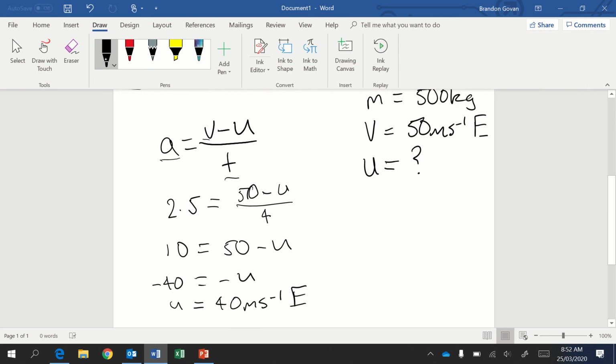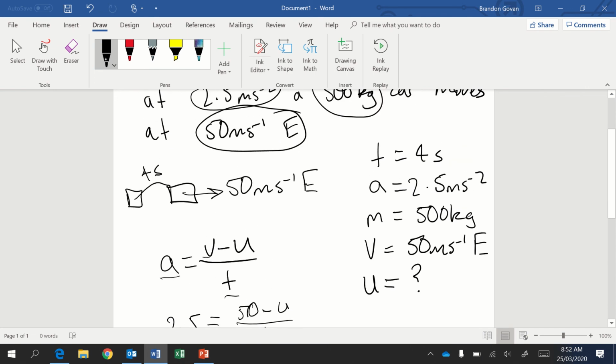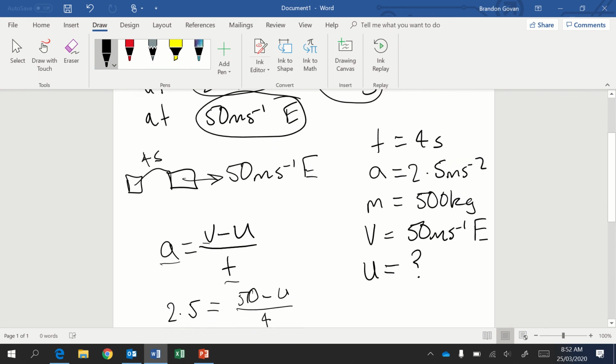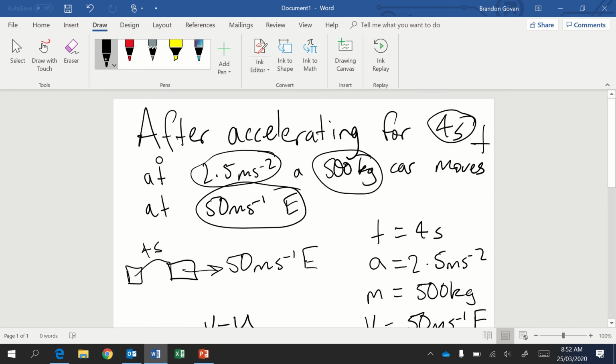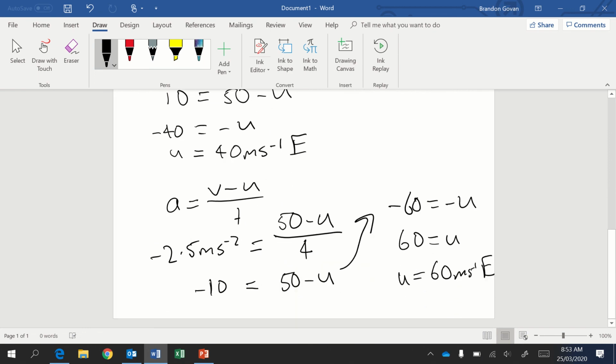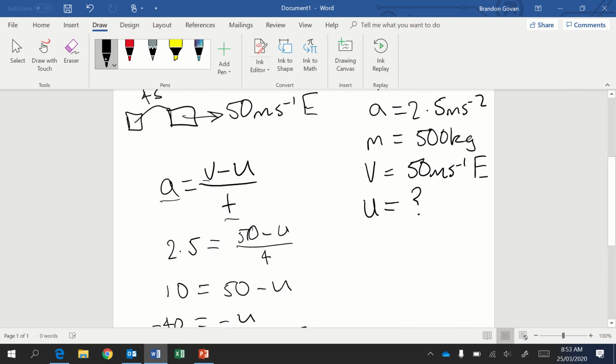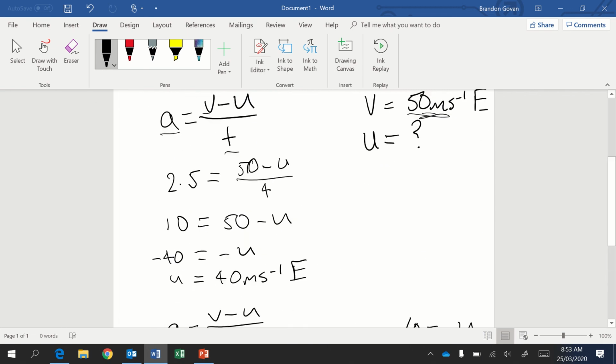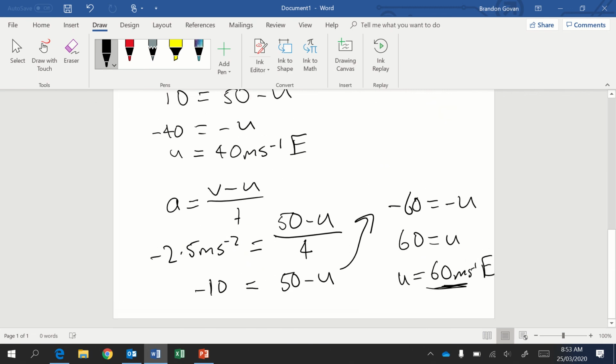And we can see that for our final velocity to end up being 50 meters per second, it makes sense that if we're decelerating, because we're now using a negative acceleration or a deceleration, that we would decelerate from a higher initial velocity down to 50 meters per second. So I think that this question has been successfully answered.